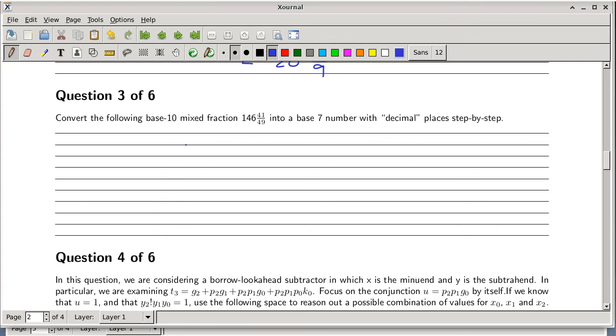So the way you do this is you look at 146, in this case 41 divided by 49 as a mixed fraction, and you say, well, do we have any 49s in here? Or 7 to the power of 2. So how many 49s do we get?